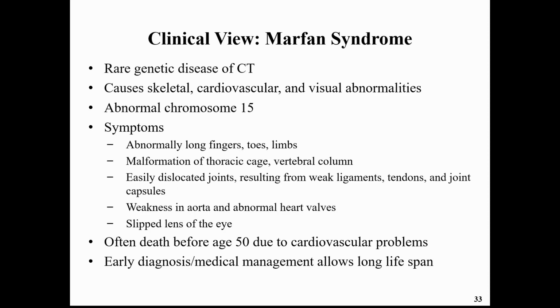Finally, another connective tissue disease is called Marfan syndrome. It's a rare genetic disease of connective tissue. Symptoms are abnormally long fingers and toes, malformation of the thoracic cage and the vertebral column. The joints tend to be very weak, and so they're easily dislocated. There is weakness in the aorta and abnormal heart valves. So a lot of times these patients will die from a dissecting abdominal aneurysm. It's thought that possibly Abraham Lincoln had Marfan syndrome.